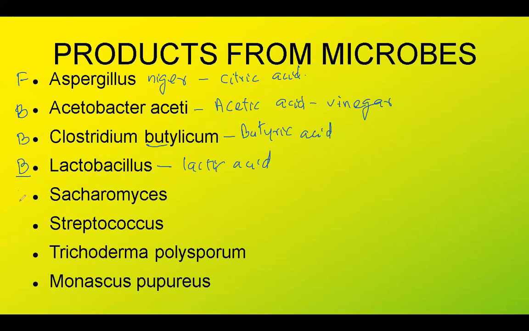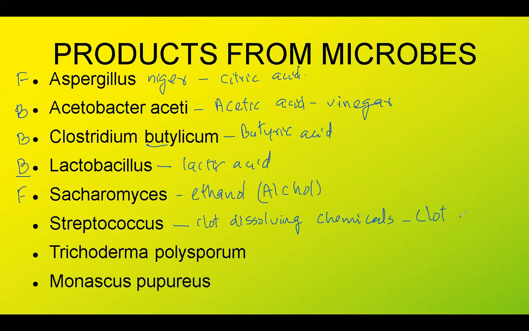And what does Saccharomyces cerevisiae do? This is a fungus. It produces another compound, ethanol. What is ethanol? Ethanol is an alcohol. Okay, then you can see the streptococcus. Using the streptococcus, they modify it genetically and help to produce clot dissolving chemicals.